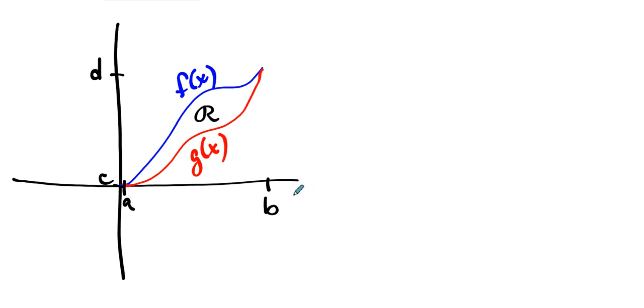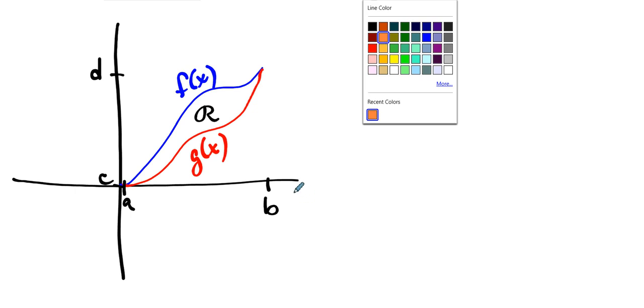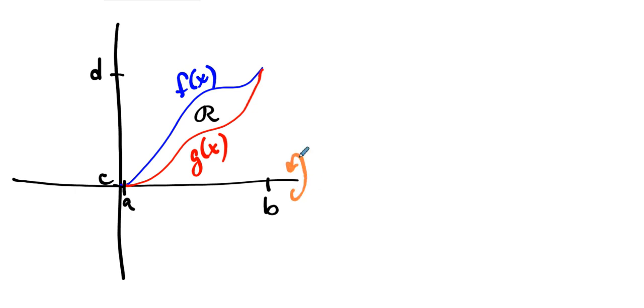So let's pretend we want to spin about the x-axis. If we spin about the x-axis, we get some solid by spinning around like so. How do we know if we use disks and washers or if we use cylindrical shells?